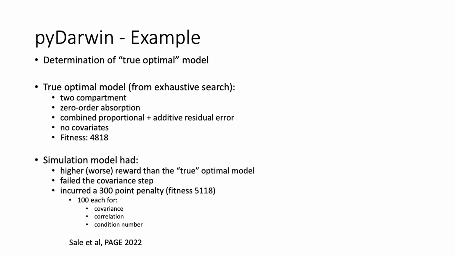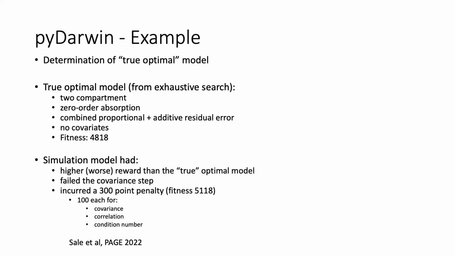So in terms of the determination of the true optimal model from the exhaustive search, this is numerically optimal. This is not the model that we used to simulate. So it came up with a 2-compartment model, 0-order absorption, combined proportional additive residual error, and no covariates, and had a fitness function of 4818. So this is the exhaustive search, running all of those 13,000 plus or minus models.